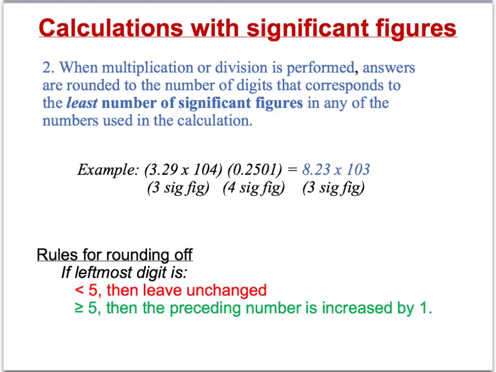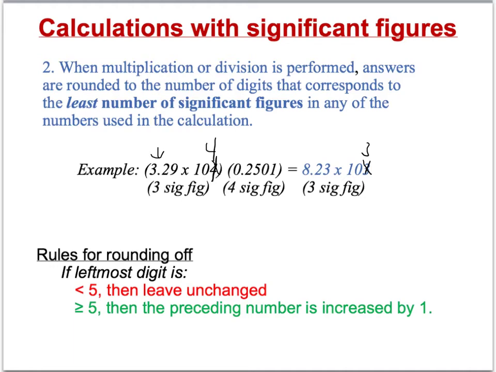For multiplication and division, it's slightly different because answers are rounded to the number of digits that correspond to the least number of significant figures in any of the numbers used in the calculation. So in this example, this is an error. This should be 10 to the 4th, and this should be 10 to the 3rd. Okay, so basically here, since we have scientific notation, all we have to do is look at this beginning number, which has 3 significant figures, 3, 2, and 9.